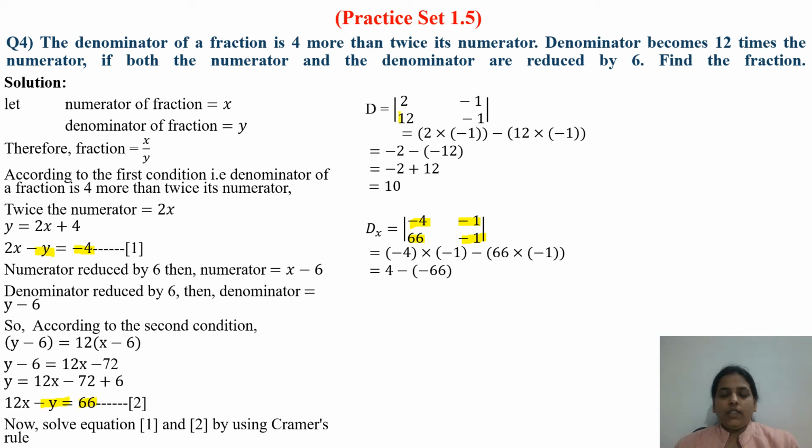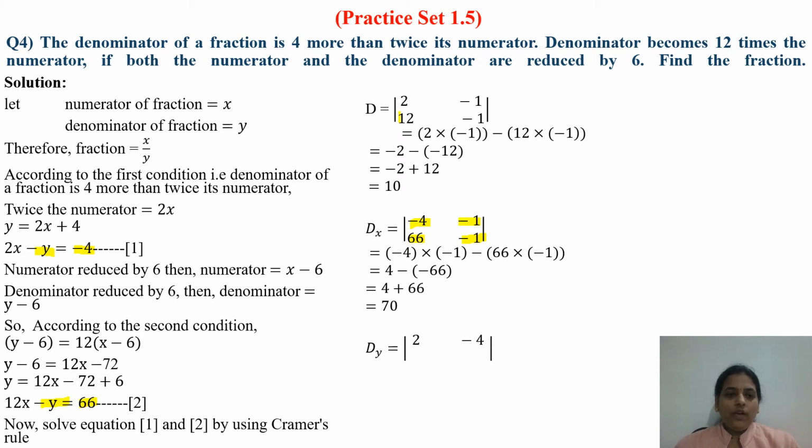Then minus 66, because 66 into minus 1 is minus 66. Next, 4 plus, why plus? Because minus minus gets converted into plus sign. So 4 plus 66. Then what is the answer here? 70. 4 plus 66 is what? 70. So similarly you calculate here dy.